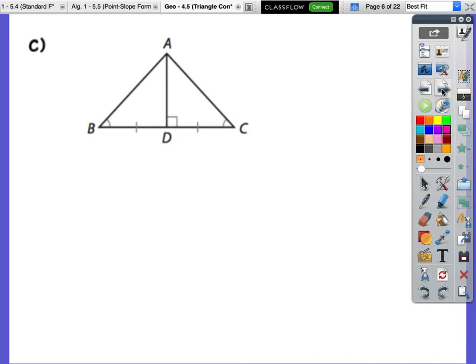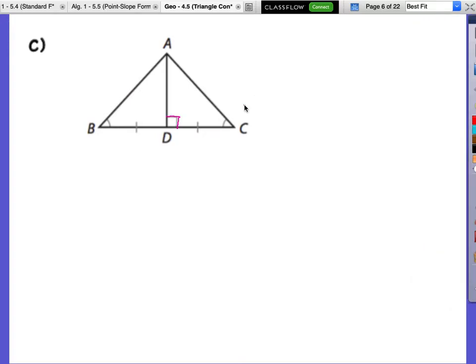So if we have letter C, we're just going to talk through this. We don't actually have to finish it right now. What do we know about this picture right now? Bree. There's a 90-degree angle. What else do we know about this picture? Levi. Angle B and C are congruent. They're marked for us with one arc. What else do we know about this picture? Dominic? Side BD and side DC are congruent. They're marked with one tick mark.